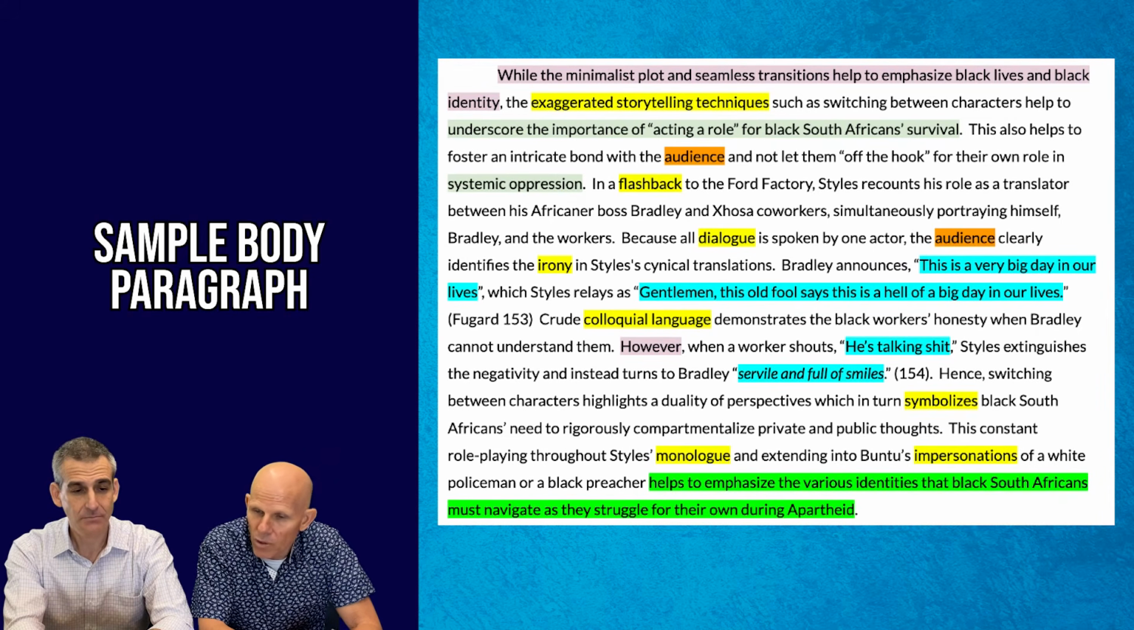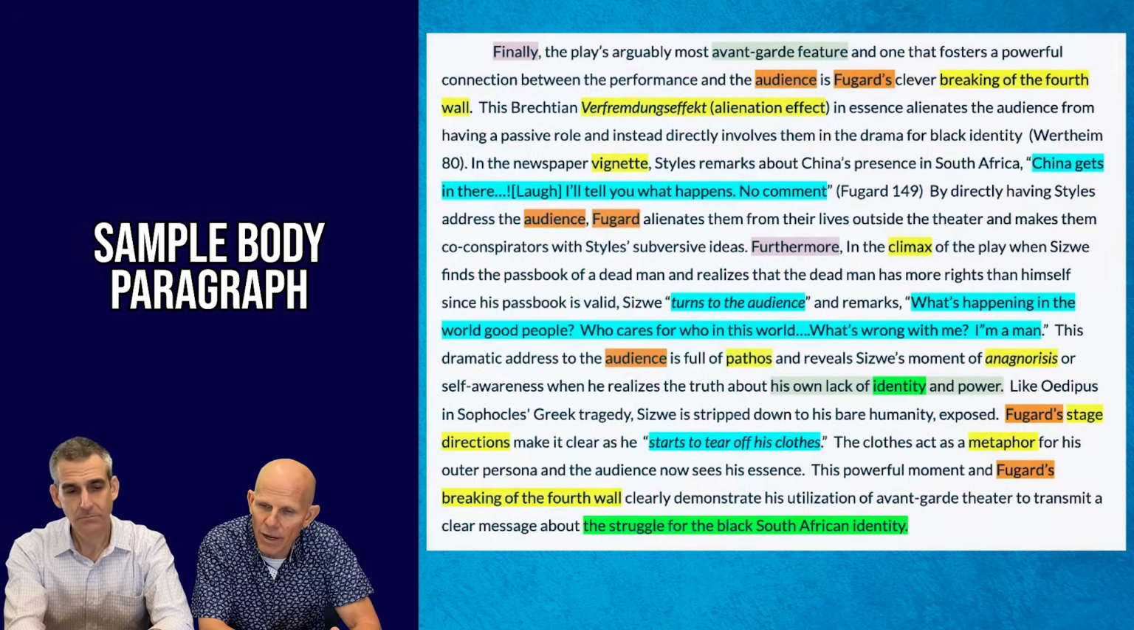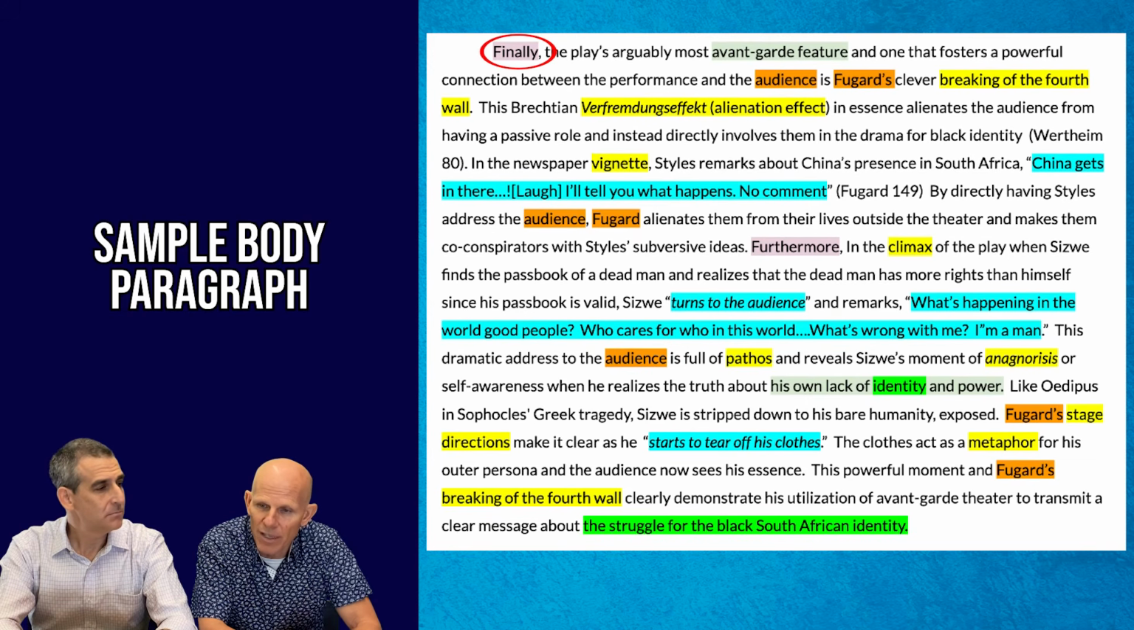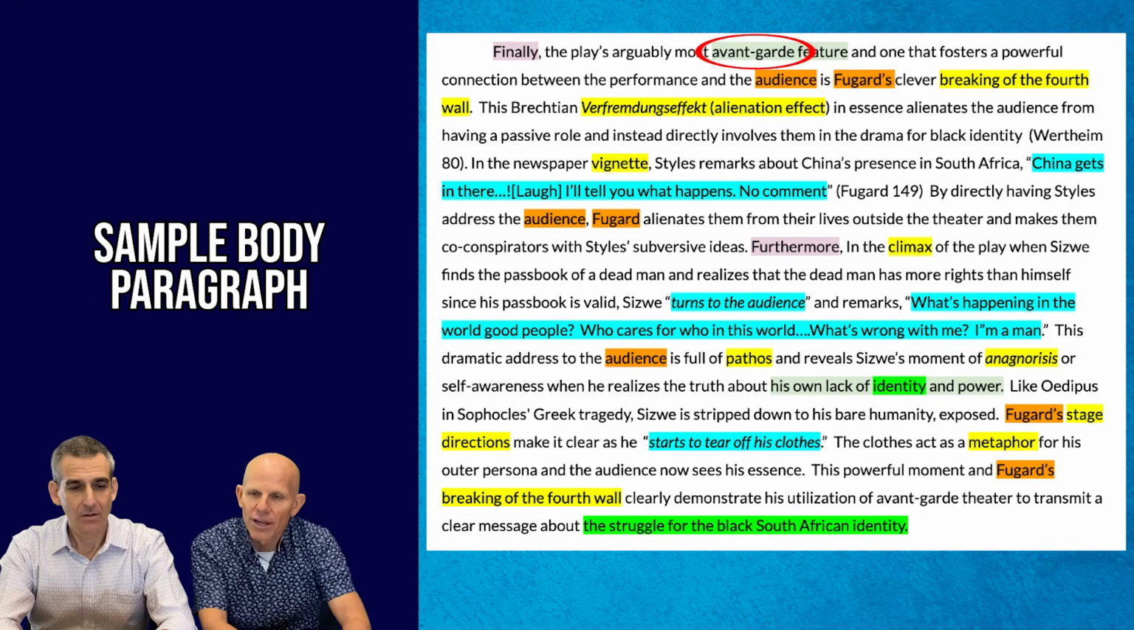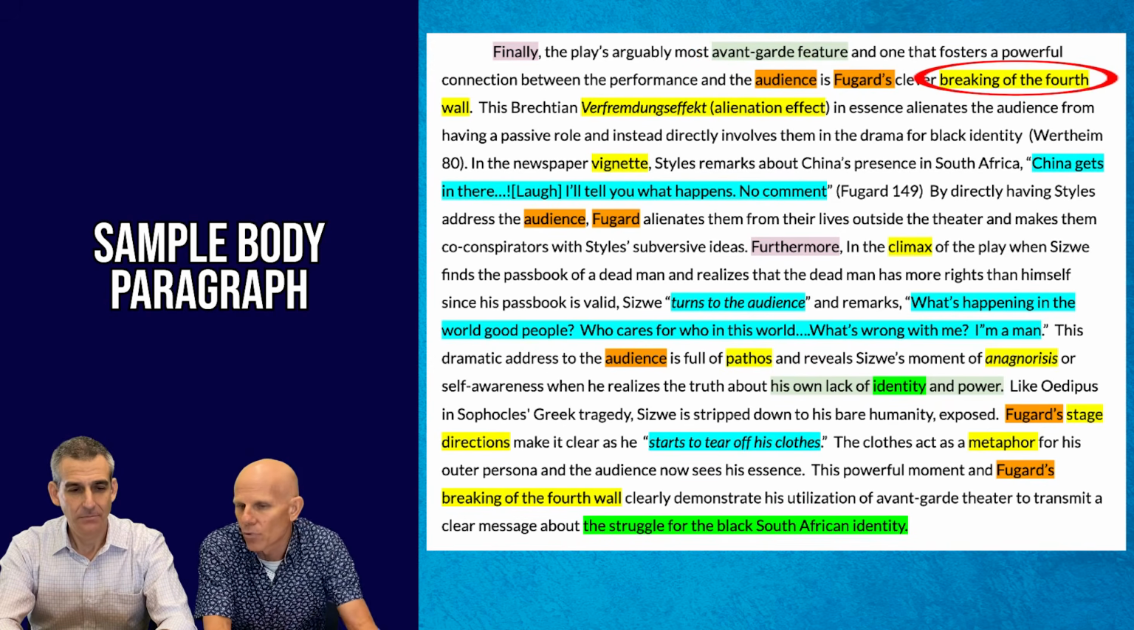And again, just trying to quote the text and talk about the text in a literary way. So then the next body paragraph, again, the transition's simpler. It's just like, finally, I'm getting to my last point, but I'm actually admitting that this is probably the most prominent, most avant-garde feature that there is. And I love that breaking of the fourth wall. And that was what I had sort of saved for the end. Yeah, you did save it for the end.